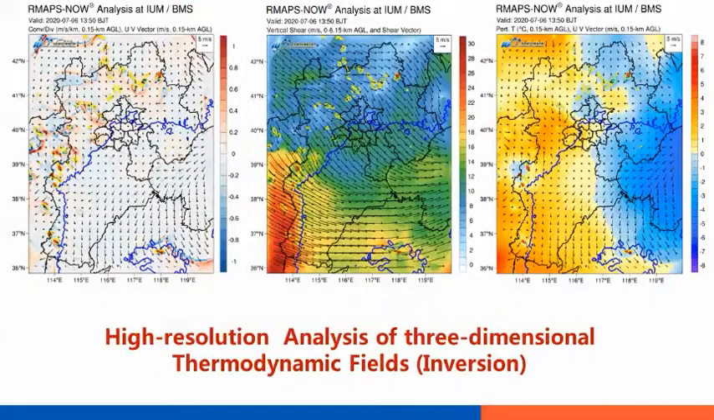These are high-resolution analyses of three-dimensional thermodynamic fields. Look at the left: it is the convergence and divergence at different levels. In the middle, it is the vertical shear of surface to 6 kilometers and surface to 3 kilometers. And on the right, this is the temperature and turbulence at the surface and so on.